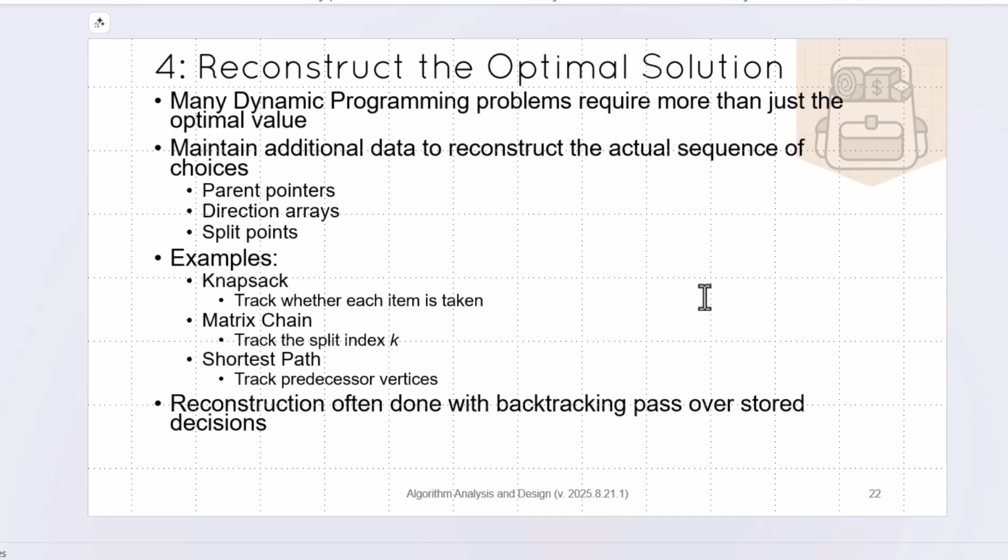Step 4 is reconstruct the optimal solution. So many dynamic programming problems require more than just the optimal value. So maintaining additional data in order to reconstruct the actual sequence of choices, like parent pointers, direction arrays, split points, etc. Examples again, knapsack tracks whether each item is taken.